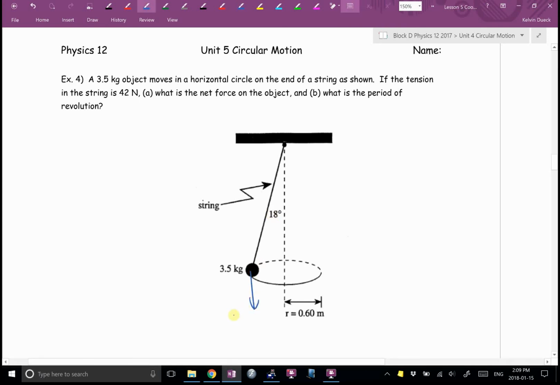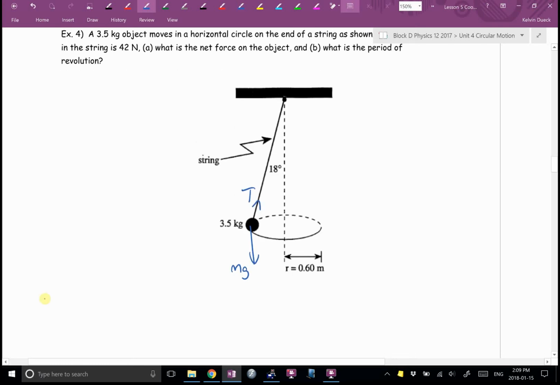So I know I have gravity down. I have tension. I'm going to add those two together, tip to tail. I'll get mg tension. I know to stop tension there because this object is traveling in a horizontal circle, and so the net force has to be horizontally towards the center.